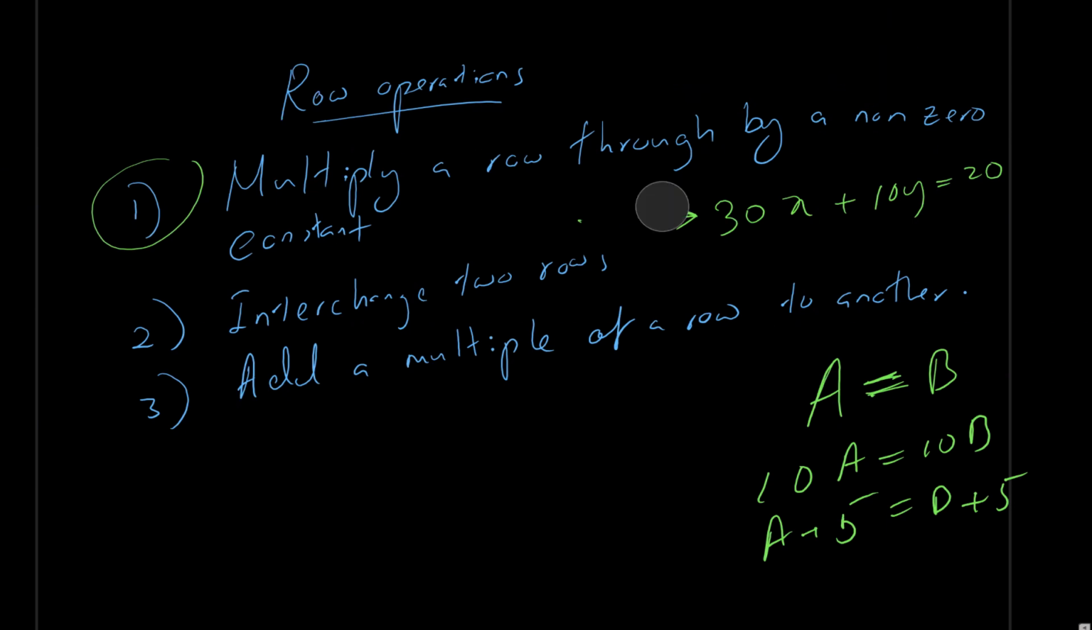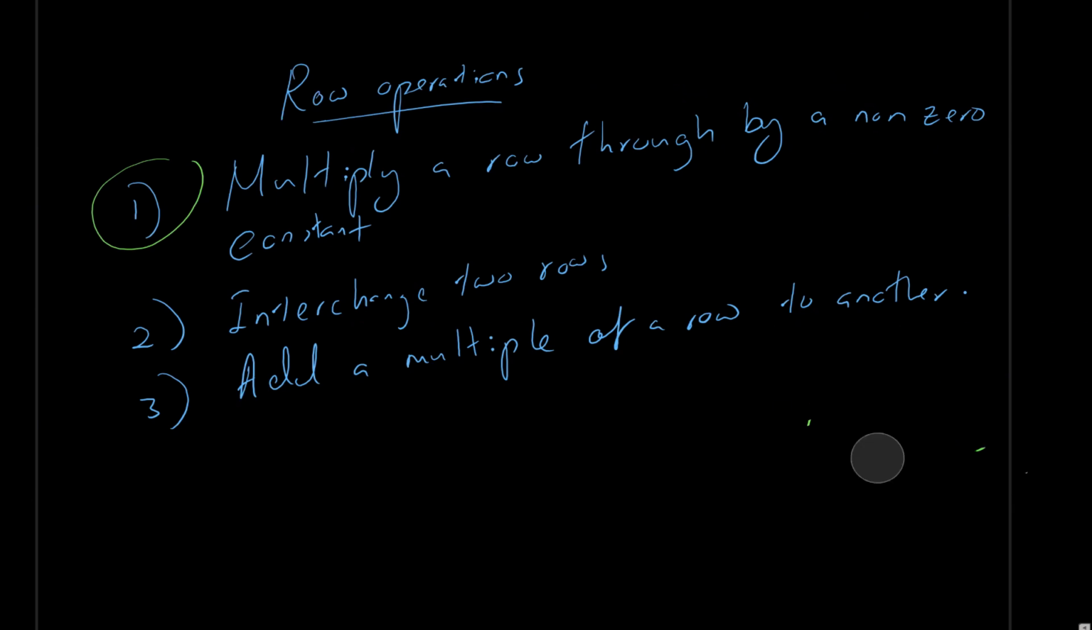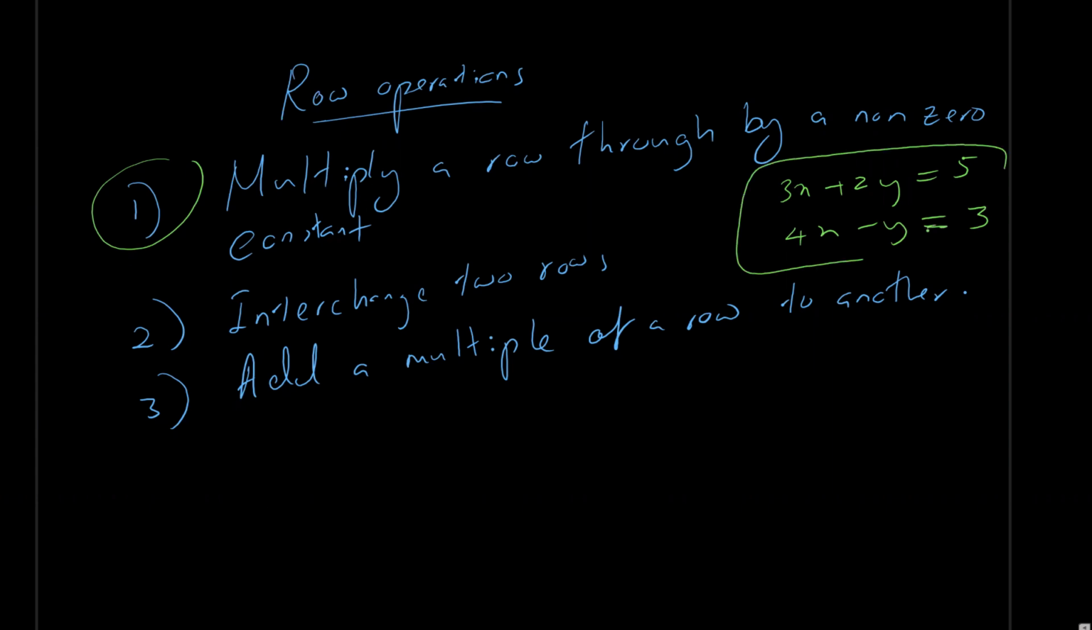Second one, interchange 2 rows. Now this is even simpler. For example, our example, what was it? 3x plus 2y equals 5 and 4x minus y equals 3, right? Now, this system is the same as this, right?